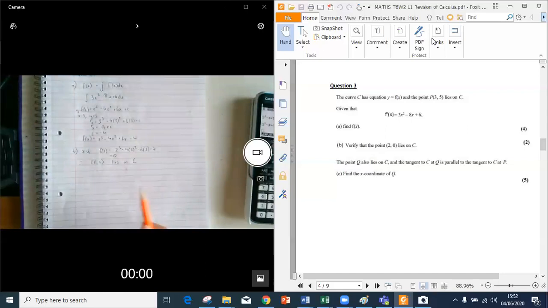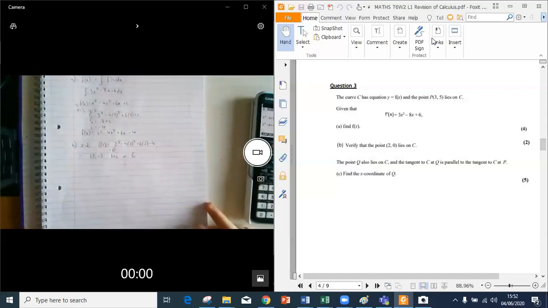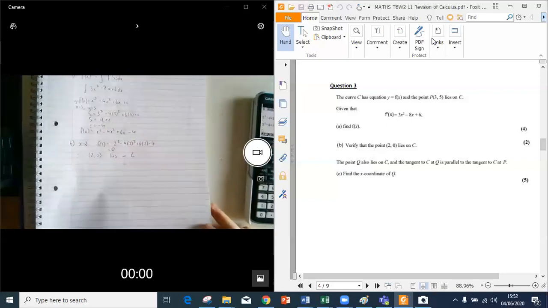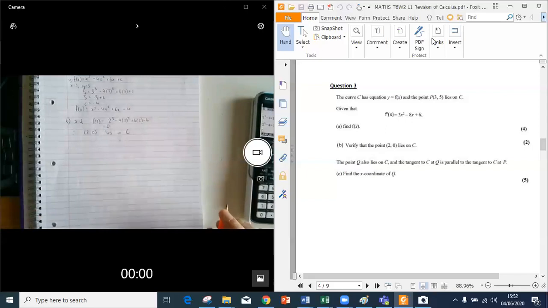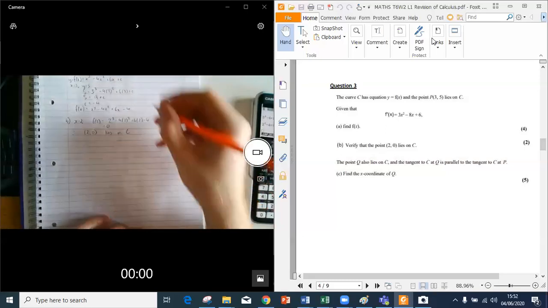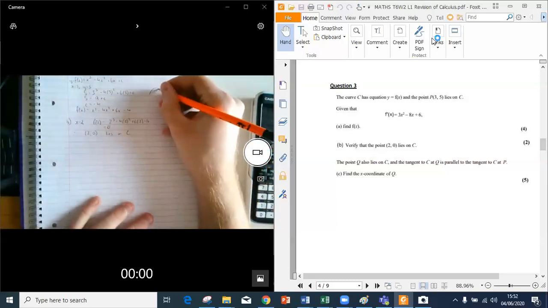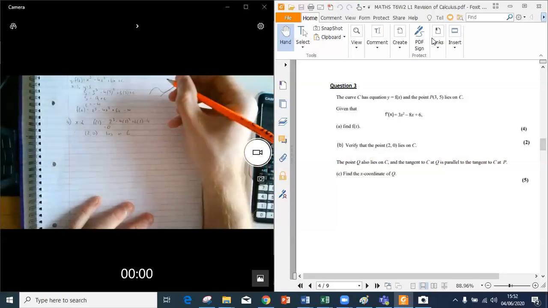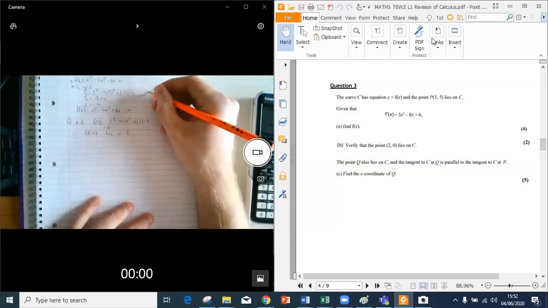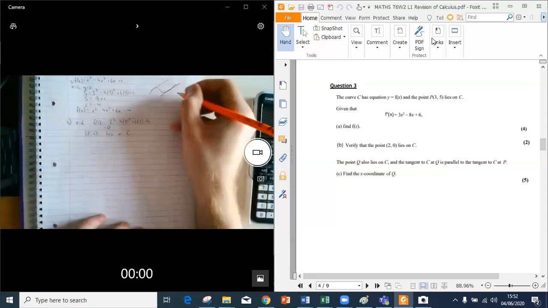Since it's a verify question, I would have a little sentence at the end to make sure I get the mark. And then finally, it says the point Q also lies on C, and the tangent to C at Q is parallel to the tangent to C at P. So that means they have the same gradient. So my curve could look something like this. This tangent here could be parallel to, let's see if I can draw it properly, maybe this tangent here. So the gradients are the same.